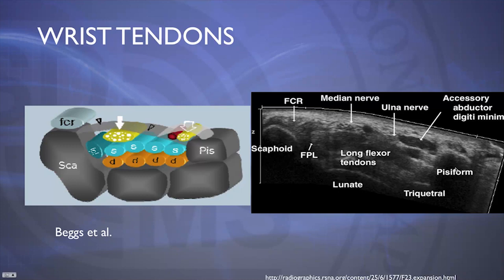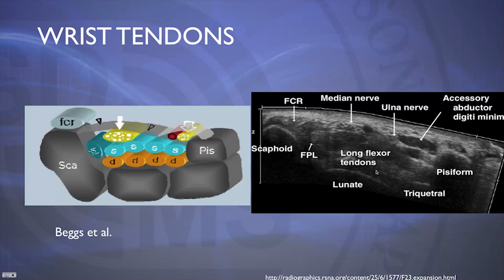We can see the flexor carpi radialis, the flexor pollicis longus. This conglomerate here, they just labeled as the long flexor tendons, and in this area are the superficial and the profundal layers. The median nerve, the ulnar nerve are all located here.